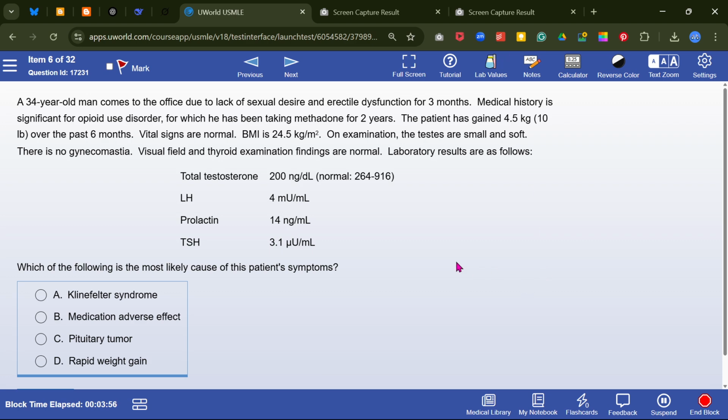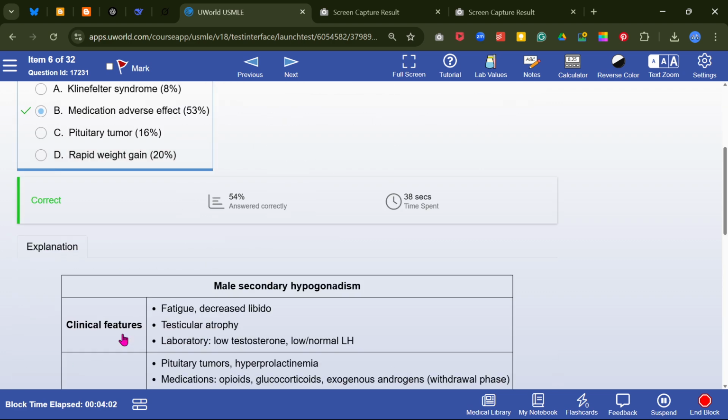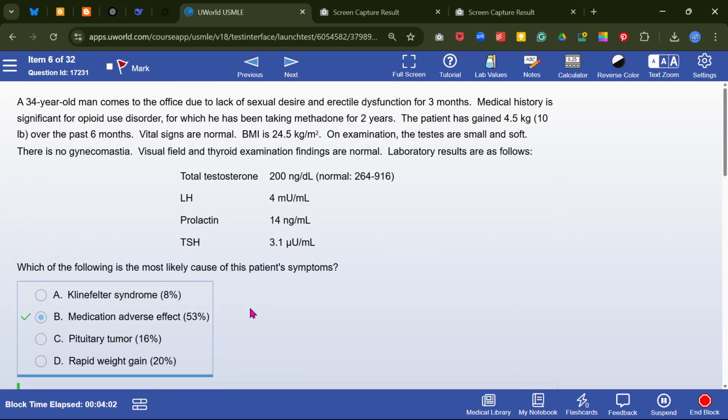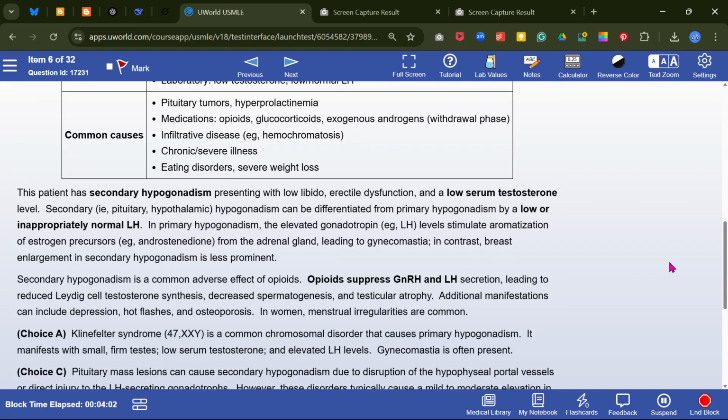Is it due to opioid? Normal value of LH and prolactin is 6. Okay. Oh, okay.